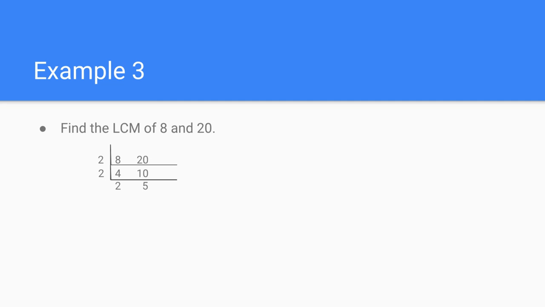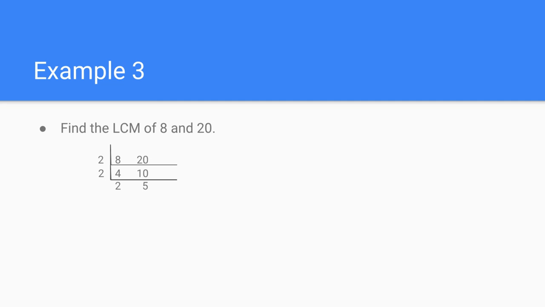Nothing will go into both of these except for 1, and 1 will not get you anywhere because we're going to get 2 and 5 over and over. So we don't ever want to use 1 for this. And I know in the examples we've used 2 every time, but again, if 2 doesn't work, keep checking your factors and seeing if they will go into both numbers.